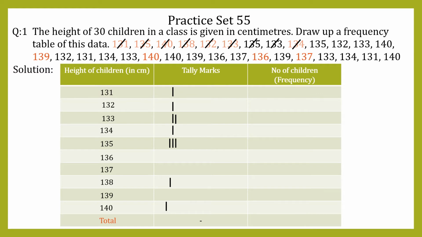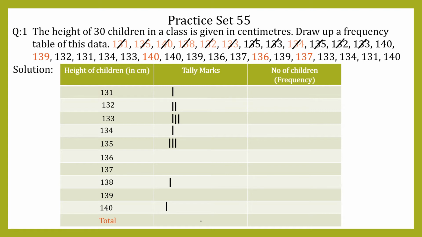Next 135. So a tally mark against 135 you can see and then we can cancel it. Next is 132. So a tally mark against 132 and we'll cancel it. Next number is 133. So dear children, concentrate in the table. In the tally marks where 133 is written, there one more tally mark will come. Yes, and we can cancel it.